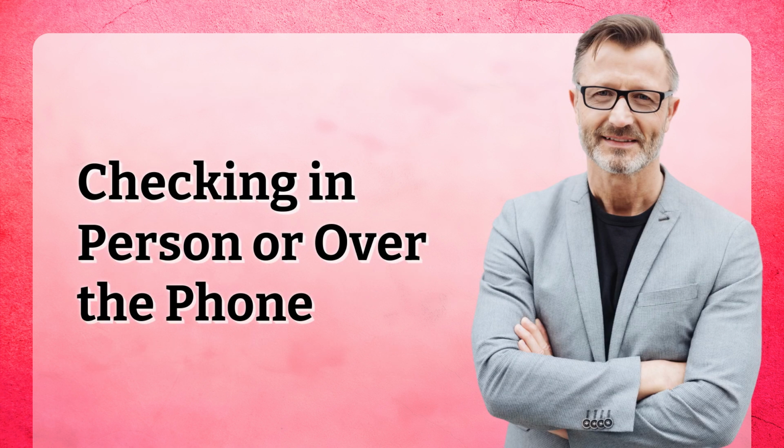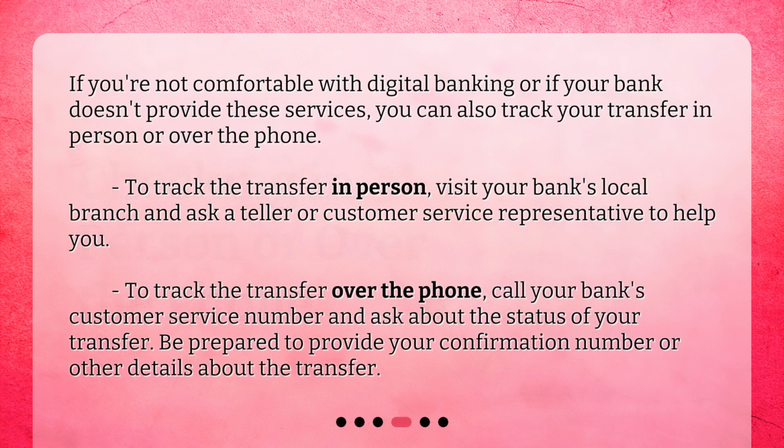Checking in person or over the phone. If you're not comfortable with digital banking or if your bank doesn't provide these services, you can also track your transfer in person or over the phone. To track the transfer in person, visit your bank's local branch and ask a teller or customer service representative to help you. To track the transfer over the phone, call your bank's customer service number and ask about the status of your transfer. Be prepared to provide your confirmation number or other details about the transfer.